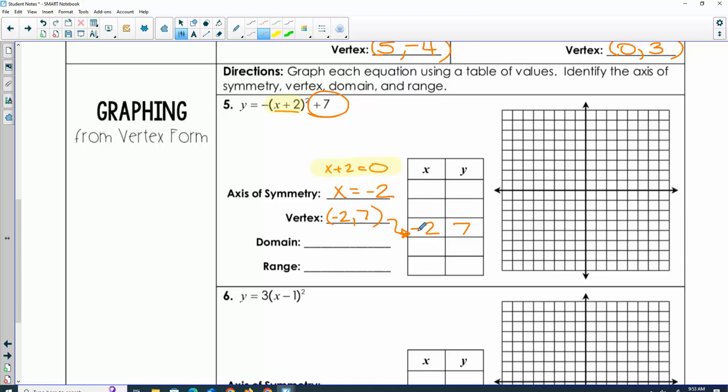All right, and then what did we do yesterday to get the rest of our points? Yep, we did numbers smaller and numbers larger. So smaller, be negative 3, negative 4, things bigger, negative 1 and 0.